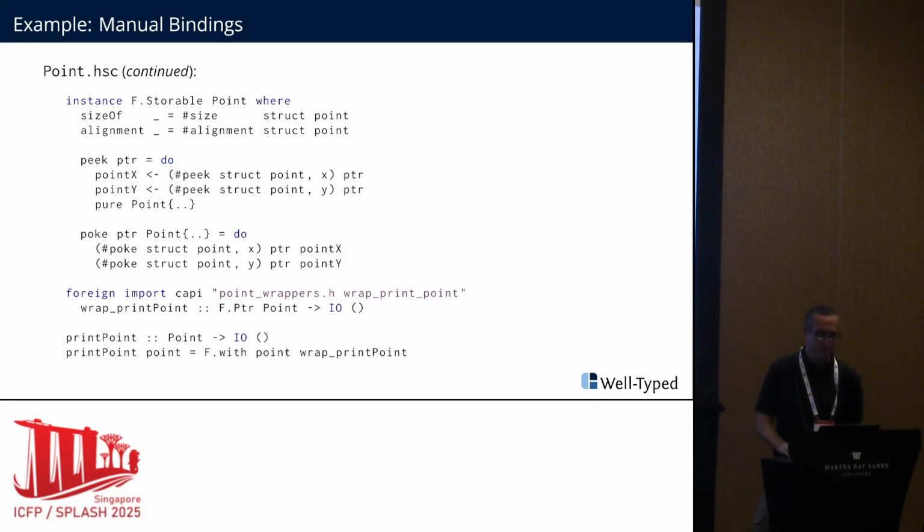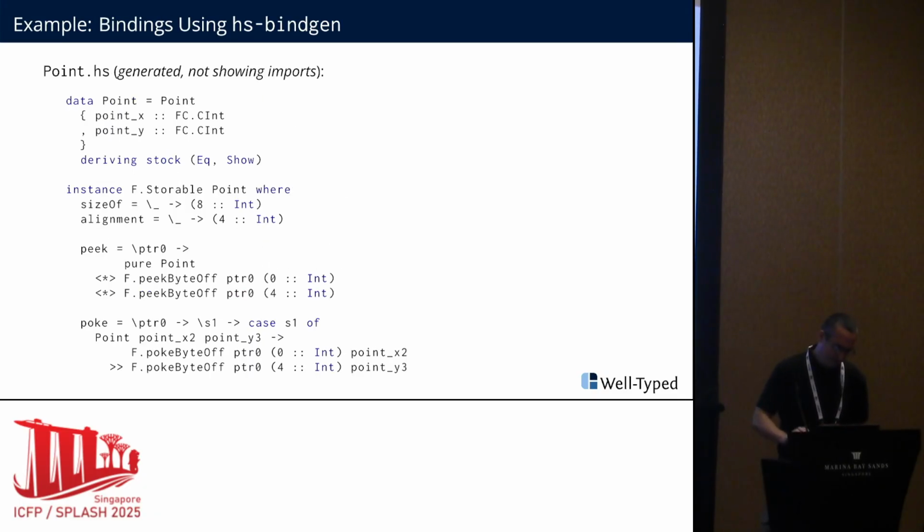So even though we only have 2 declarations in C, this is a lot of code coming out. And you can see why I chose a small example. hs-bindgen can generate all of this code for you.